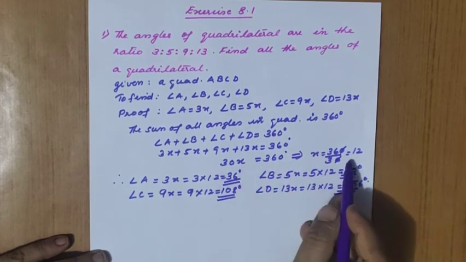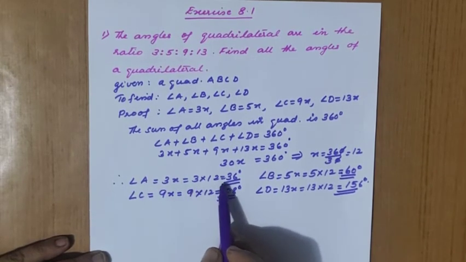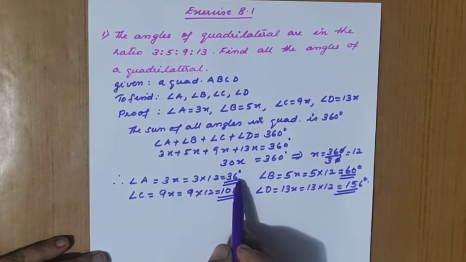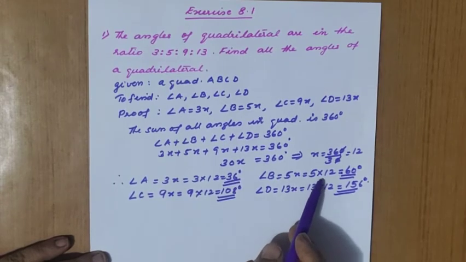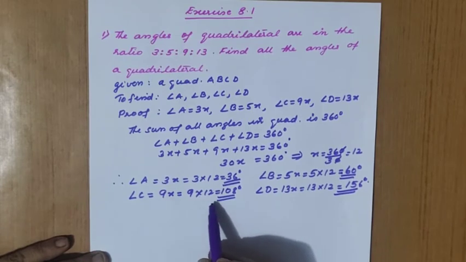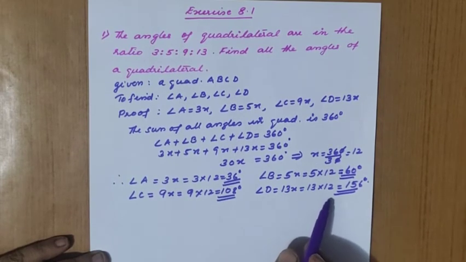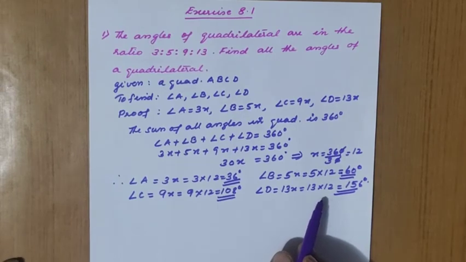Then we can calculate the x value. Once we got the x value, we can find out each angle. So angle A is equal to 3 into 12, it is equal to 36 degrees, and B equal to 5 into 12, 60 degrees. Angle C is equal to 9 into 12, 108 degrees, and then angle D is equal to 13 into 12, it is equal to 156 degrees.